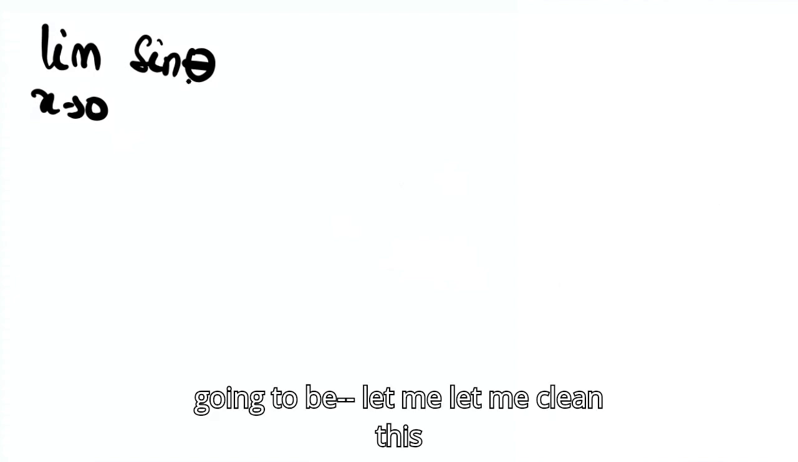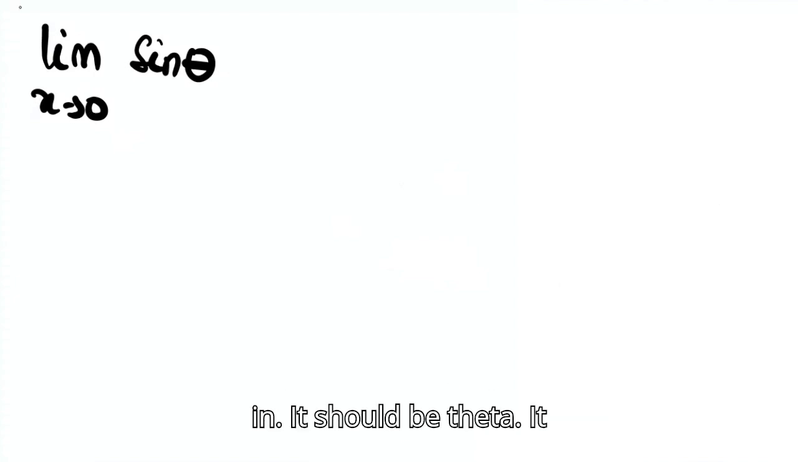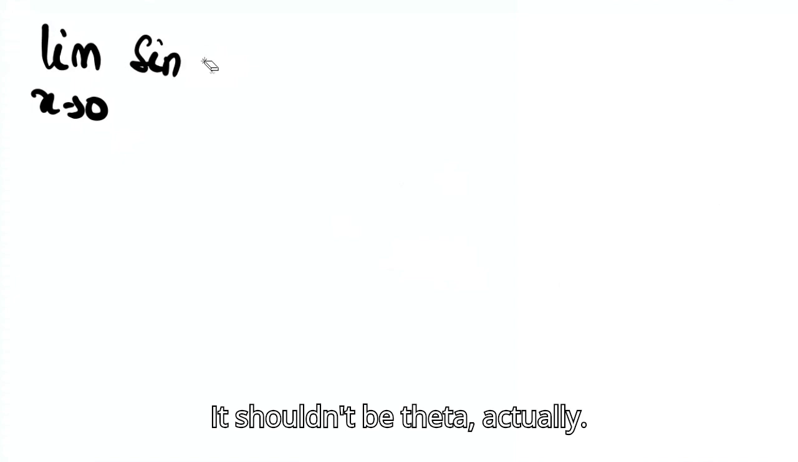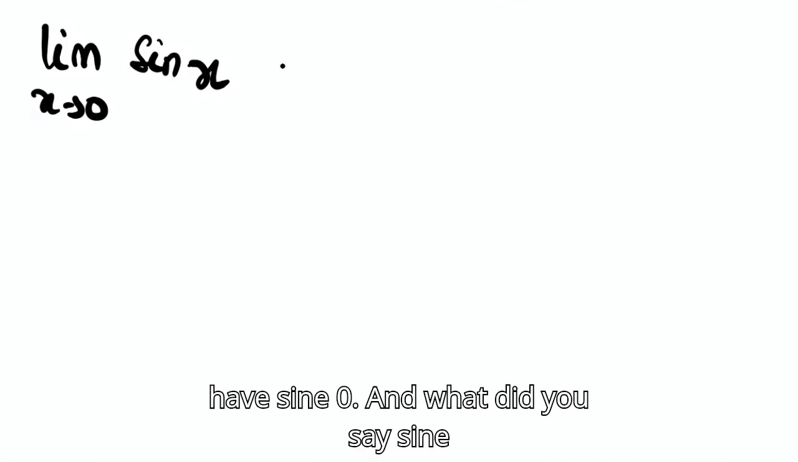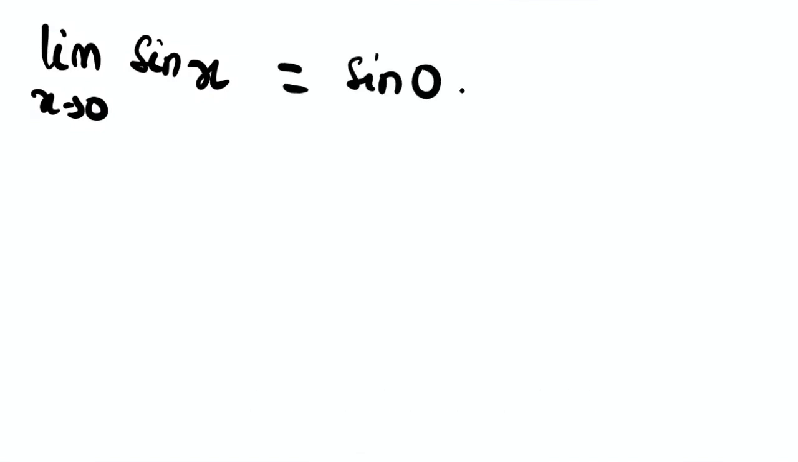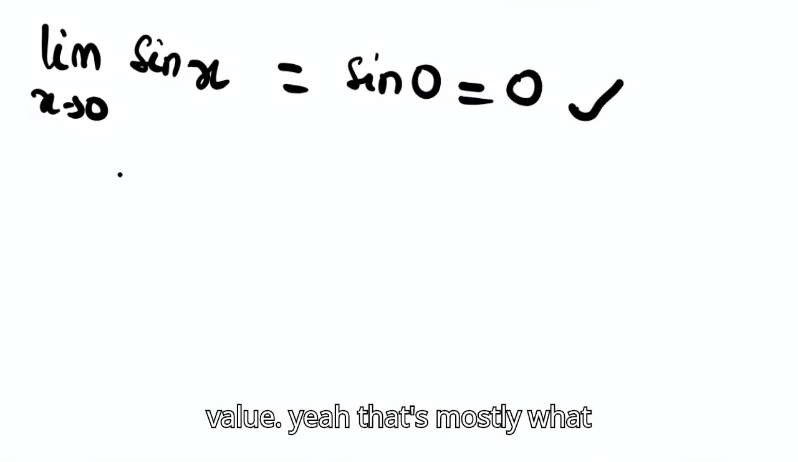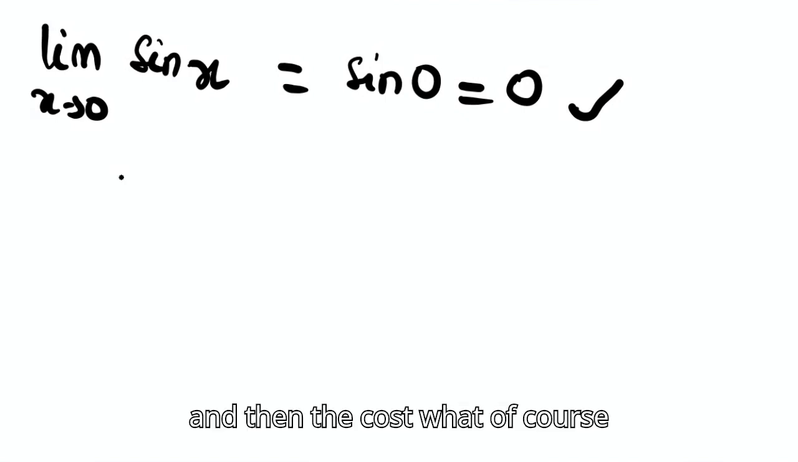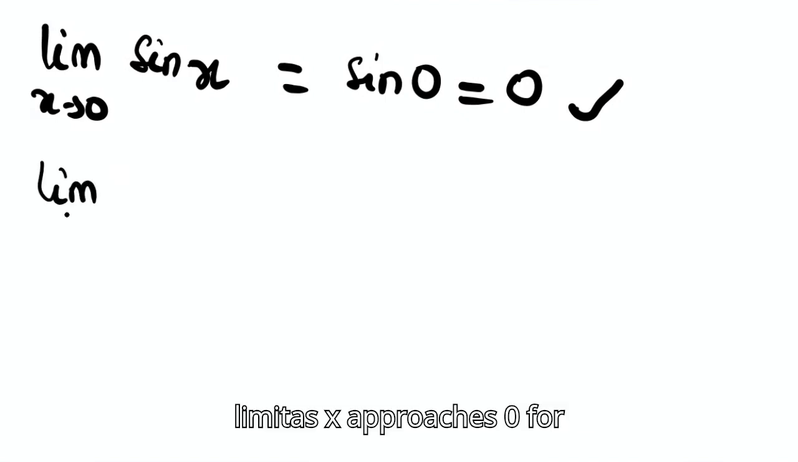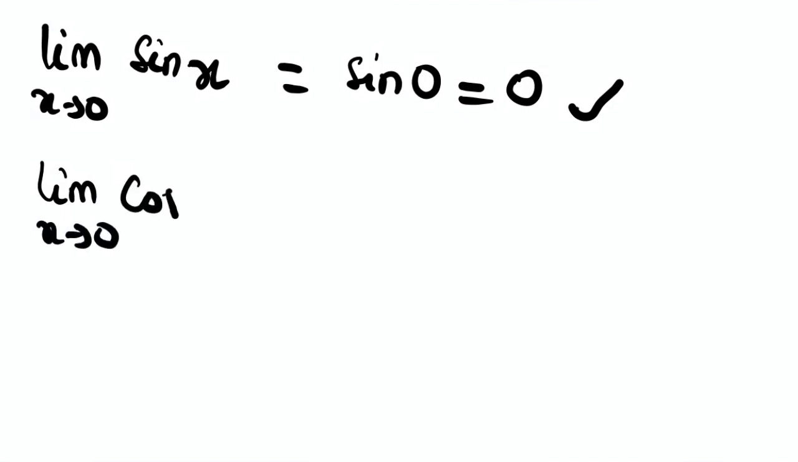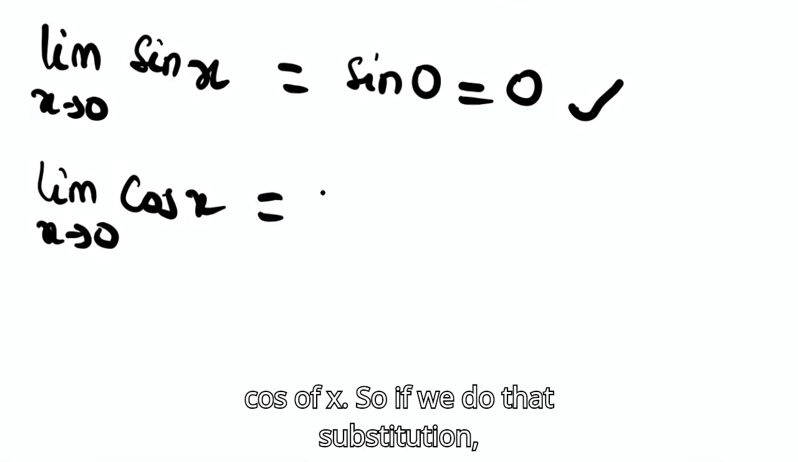Direct substitution, meaning that, let me clean this, it should be theta. It shouldn't be theta actually. It should be x. Now, when we put x inside, we are going to have sine zero. And what did we say sine zero is? Sine zero is zero. So this is the limit value. That's mostly what happens. And then the cos: limit as x approaches zero for cos of x. If we do direct substitution, we are going to have one.